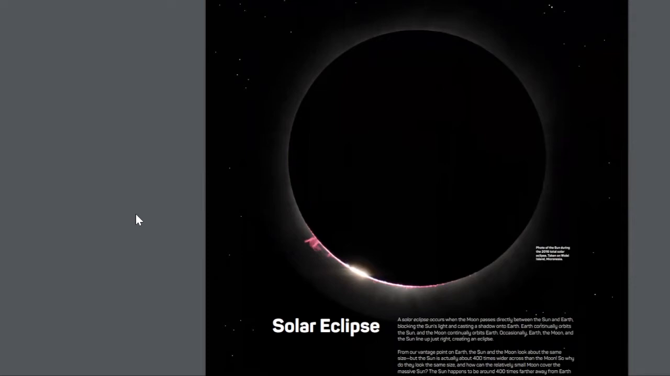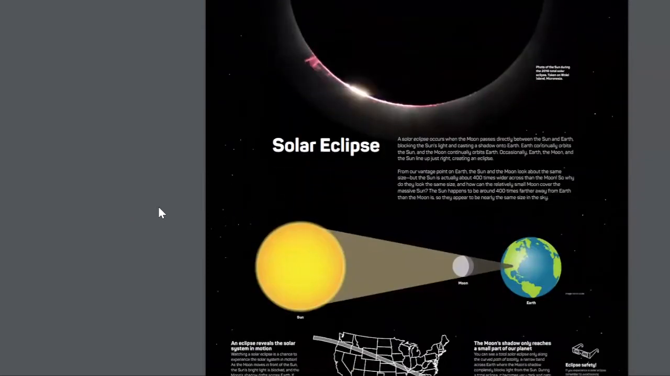These don't happen all that often, maybe about every 6 months, but usually the shadow falls out in the ocean so that we don't get to see it. But every so often that shadow falls onto a continent where people are living and you can see the total solar eclipse. You have to remember that all of these objects are moving around each other, right? So the earth is moving around the sun, the moon is moving around the earth, and everything has to line up perfectly to get that eclipse.